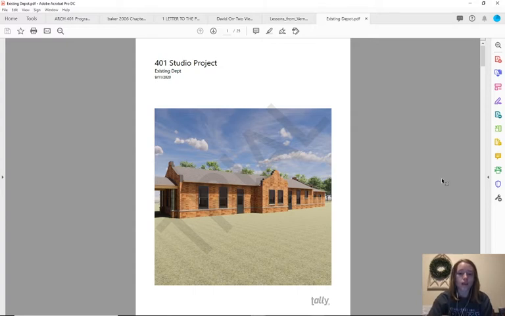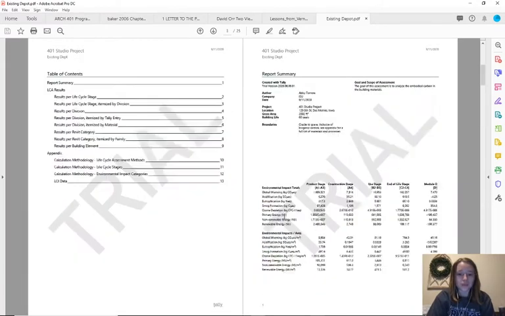This is the same report that I had showed you how to do in the earlier part of the tutorial. So again, this is the 401 Studio project and the existing depot. In the report you'll have this table of contents that you'll be able to look through to better sort through the information and find what you're looking for. Again, this report summary is what you imported into Tally and Revit. So that's all the stuff that you put in there.